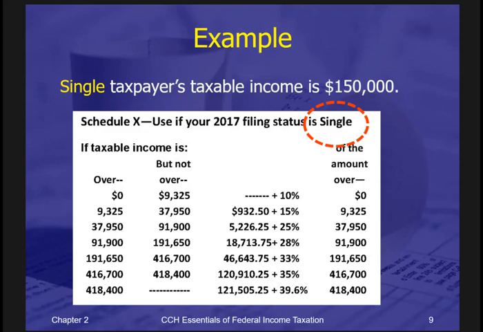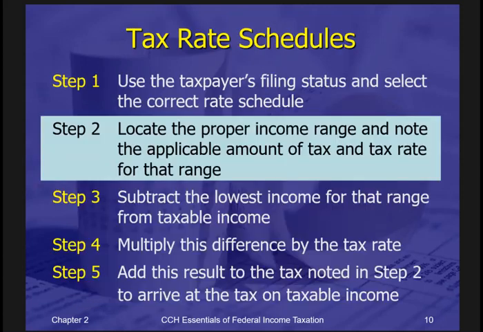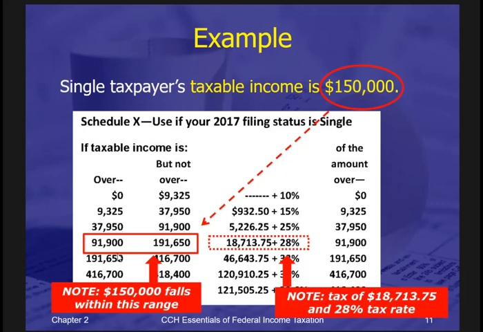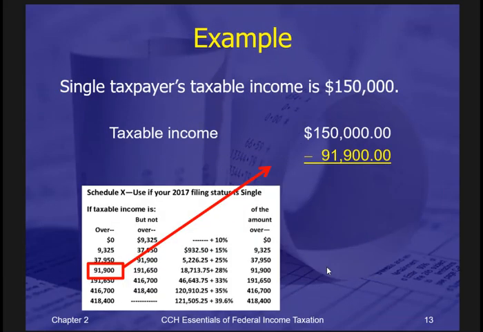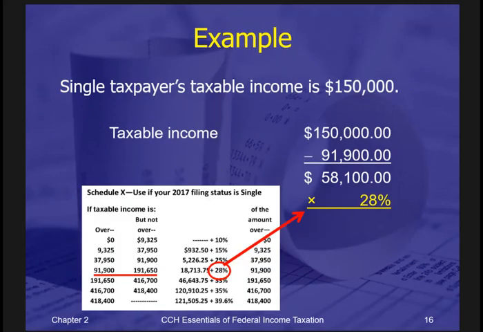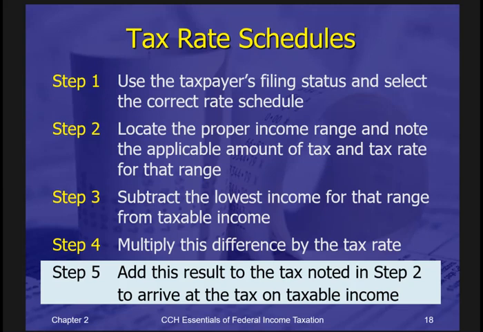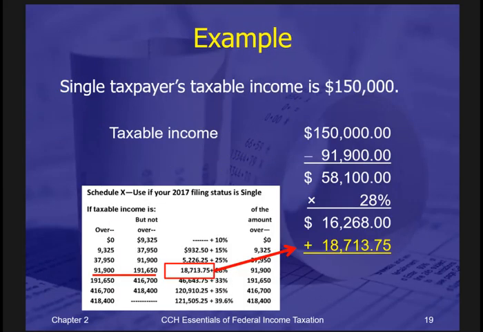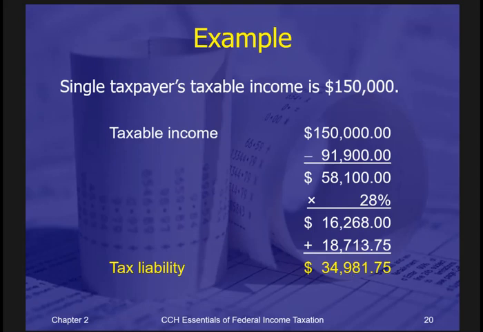You find your income on the range. So the $150,000 falls within the 91 to 191 range. Then the tax that they owe is going to be the $18,713 plus 28% of the amount over 91.9. So take out the 91.9, multiply that by the tax rate, get the amount, add it to the amount from the table, and the total is their tax liability. So that again starts with taxable income.